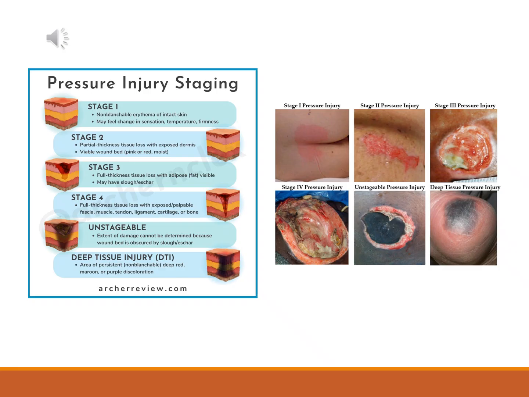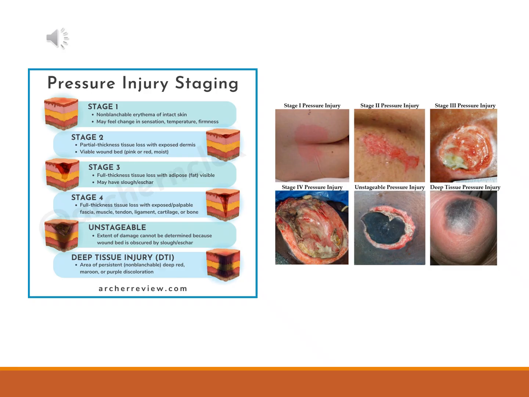Stage 2, which is that top middle box, is an area that has partial thickness skin loss. This is where the skin has opened and you will see a reddened pink area, but it's that outermost layer that has now been opened. This is exposing the dermal layer. It may have a pink or red wound bed, may be an open or shallow wound, but for the most part, all you're seeing is that first layer of skin.